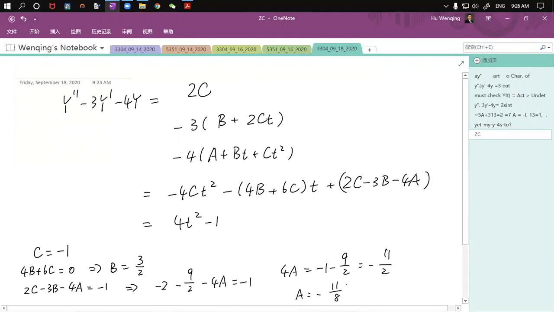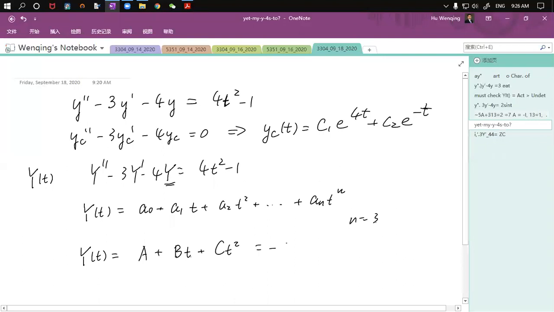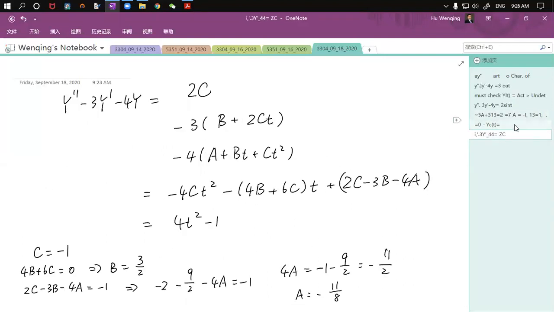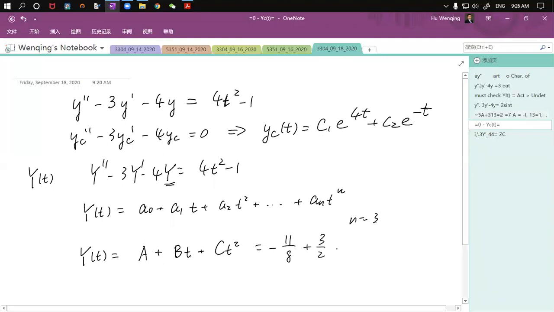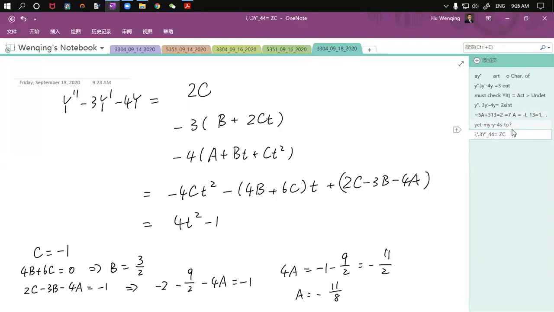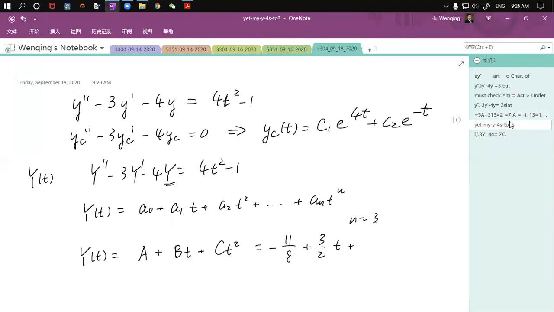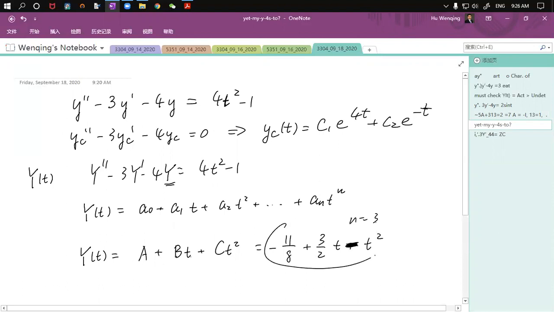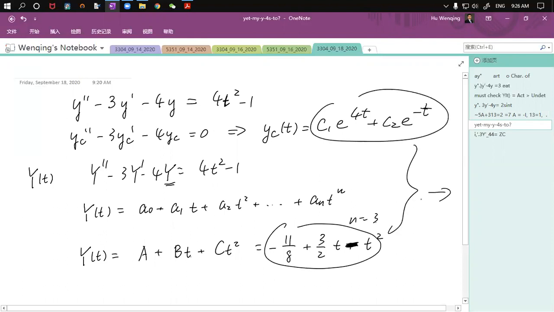So you find your constants ABC, right? As long as you have the constants ABC, this is minus 11 over 8 plus bt, so bt is 3 over 2 of t, plus ct squared. ct squared is a minus, right? So that's a minus t squared, and therefore you get this. This is your particular solution. And you combine these two parts. Okay, so I won't do all of this. You combine these two parts, you're going to get your general solution.